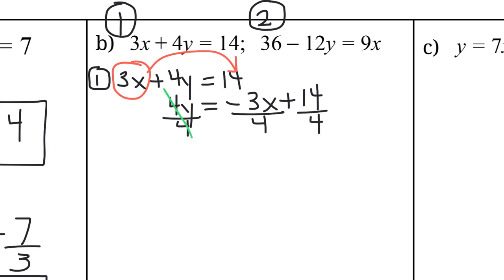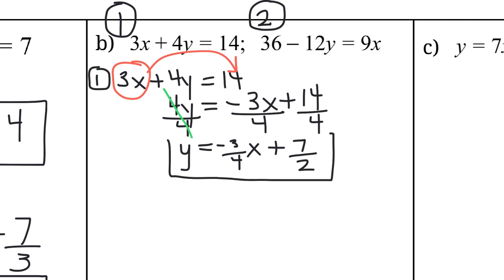Okay, these 4's are going to cancel out. That's going to leave me with y. And then anything that cannot be divided out nicely, we're going to leave as fractions that are reduced in lowest terms. So negative 3 over 4 does not reduce, so we're going to keep it as negative 3 over 4x plus 14 over 4, that can be reduced. I can divide both of those numbers by 2, which is going to give me 7 over 2. Remember that you can always put fractions into your calculator, and your calculator will reduce it for you. So here is my equation for line number 1.